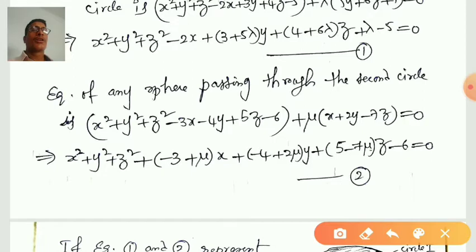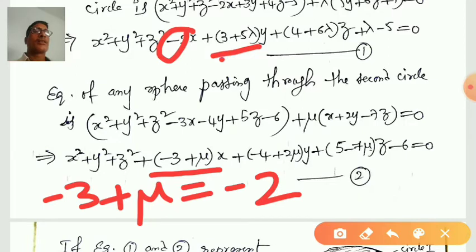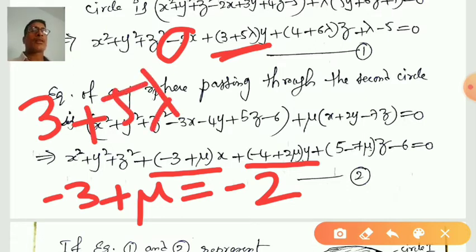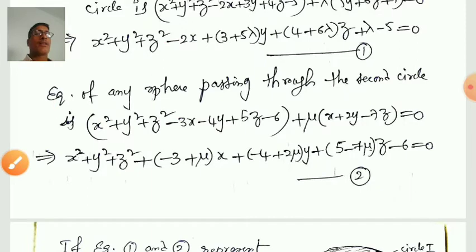lambda and mu. So minus 2x here, minus 3 plus mu into x. Therefore minus 3 plus mu is equal to minus 2. This is equation 1 actually. And 3 plus 5 lambda is equal to, this is the y coefficient, here the y coefficient is minus 4 plus 2 mu. Therefore 3 plus 5 lambda is equal to minus 4 plus 2 mu. So like this we will get 4 equations.